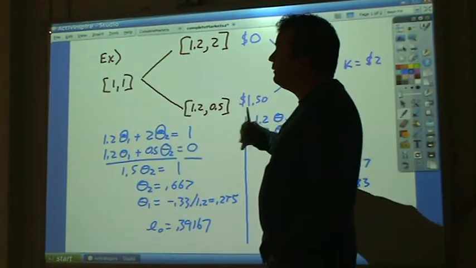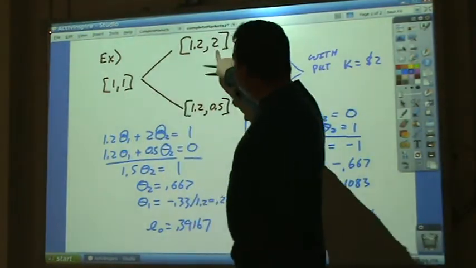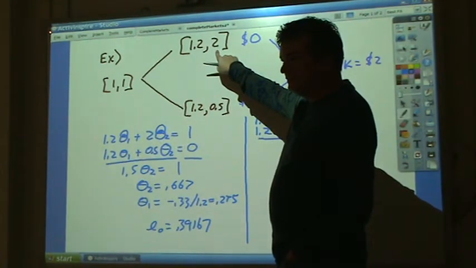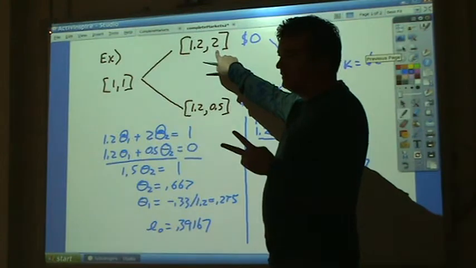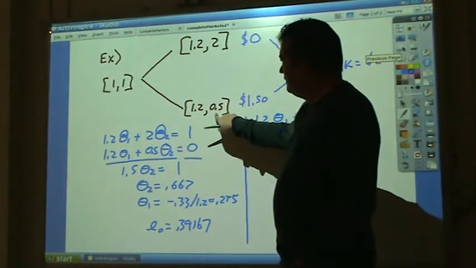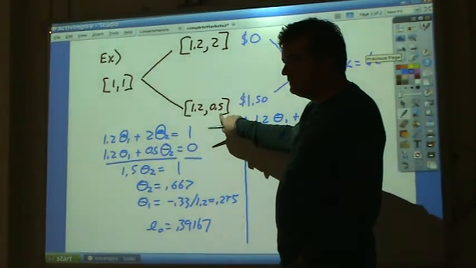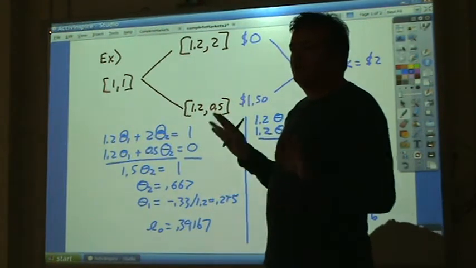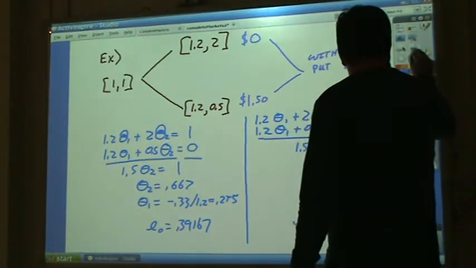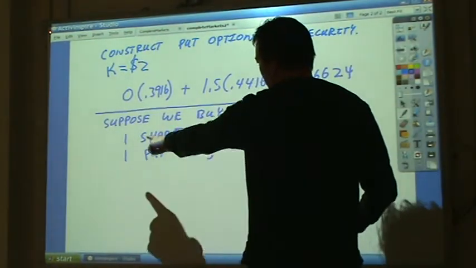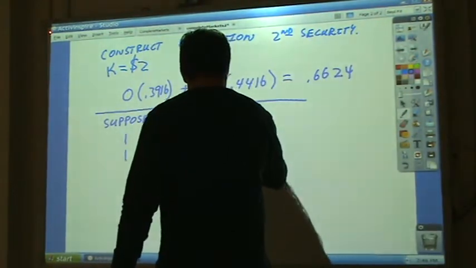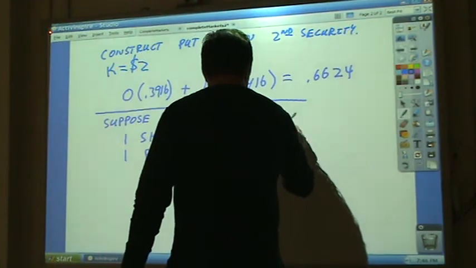I'm sorry, what would our net worth be a year from now? If we go to the upstate, the stock is $2 and our put is worthless. So we're worth $2. If we go to a downstate, our stock is worth 50 cents and our put is worth $1.50. So no matter what state we go to, we're worth $2. Right? So if we buy a share and a put, no matter what happens, 1 year from now, we're going to be worth $2.